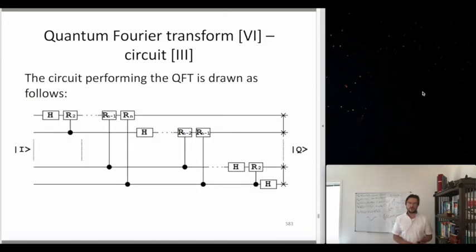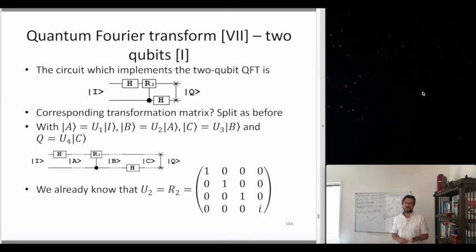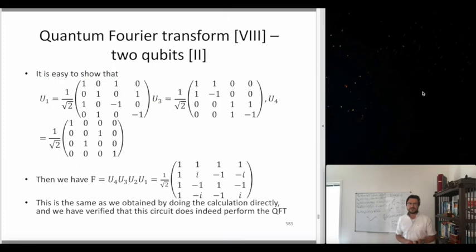And now the circuit performing the whole quantum Fourier transform is as follows. So it has our well-known Hadamard transformation. It has a rotation that we just saw before. And that's it. That's the quantum Fourier transform. Here's a 2-qubit quantum Fourier transform. Very good.